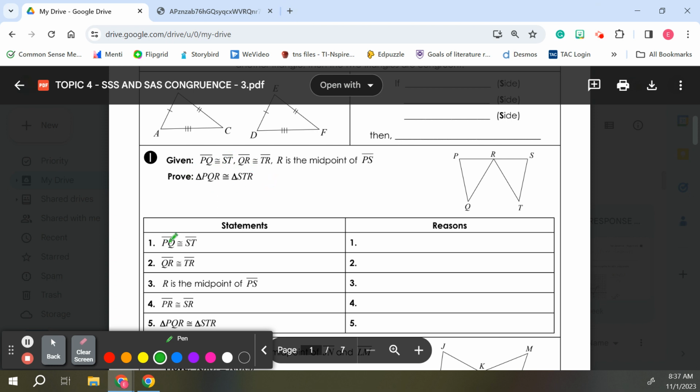So the first thing we have is PQ congruent to ST. So I know this is congruent to that. That is given to me. QR is congruent to TR. So here's this. Again, that's also given to me. R is the midpoint of PS. Hey, wouldn't you know it? That's given to me also.